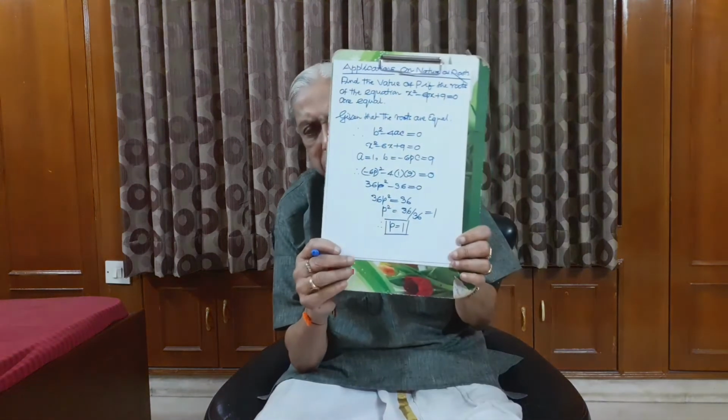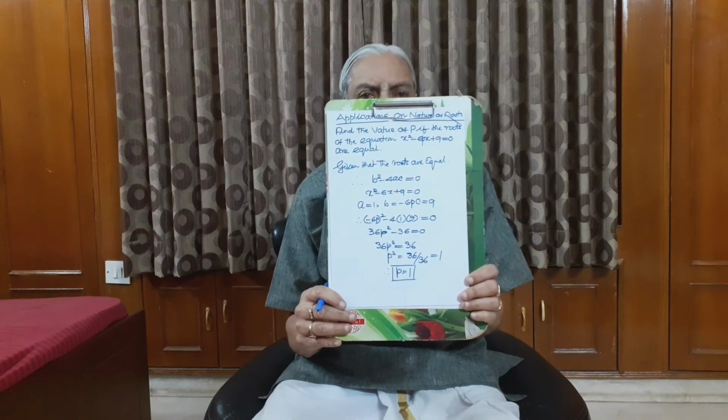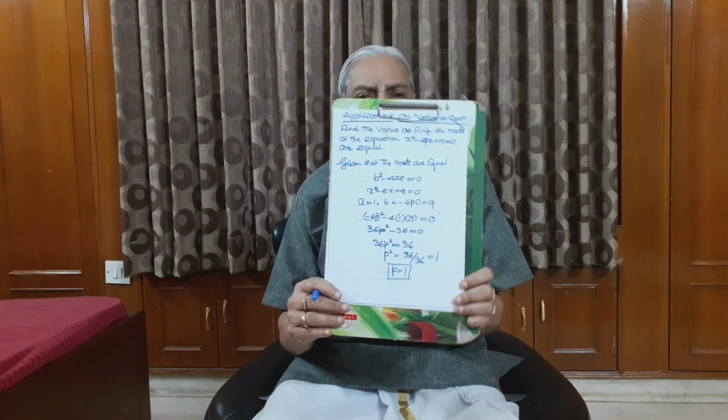What is the value of p? P square equals 1, so what is the value of p? P is square root of 1. What is square root of 1? That is how you can find the value of p. Similarly, I shall take up another problem and you will understand much better what exactly I have done. There shall not be any confusion. We shall see whether there is p in the equation or not.